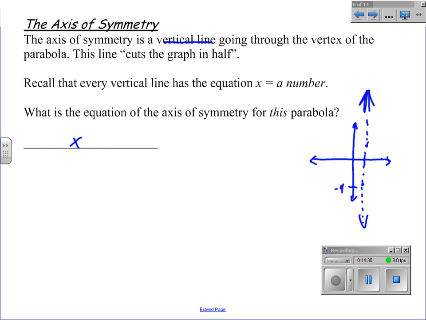That's okay. Robbie? Oh, x equals 1. It's the same as the x value of the vertex, because it's a vertical line there.